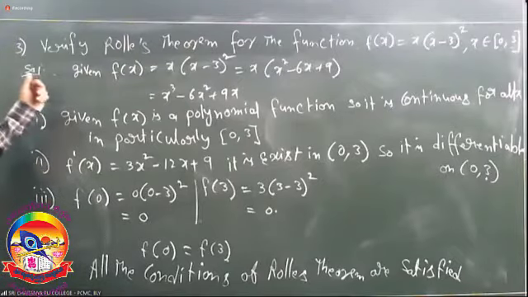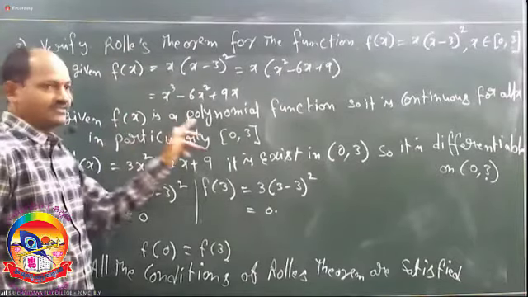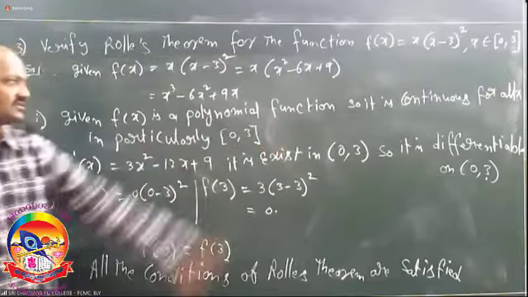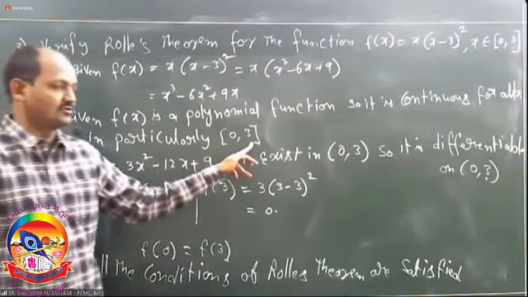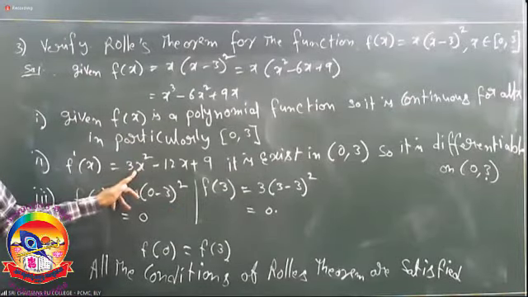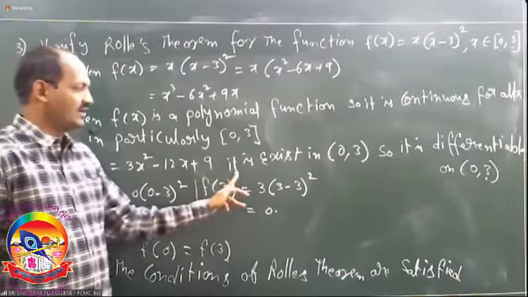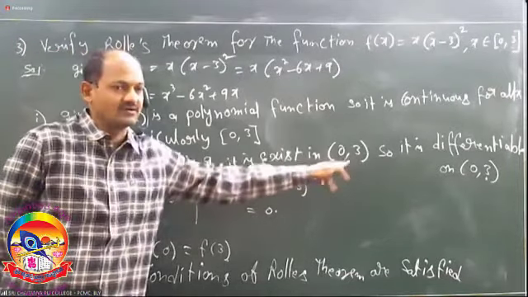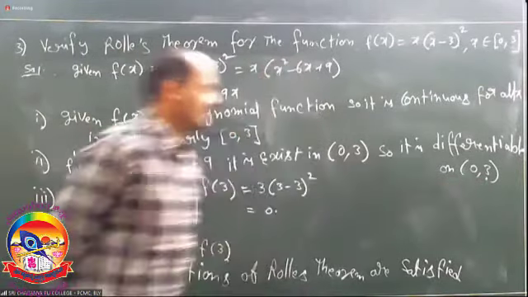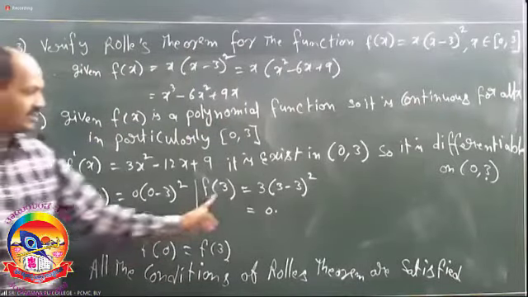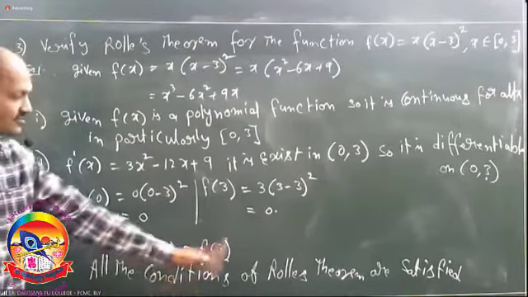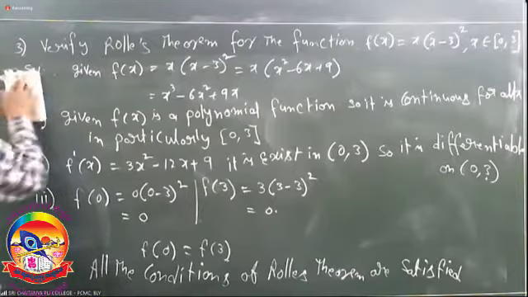Once it is done, the first condition is that it is continuous. Why? Because it is a polynomial function, so it is continuous for all x. So clearly, in the given interval also, it is continuous. Second, the derivative of the given function is 3x square minus 12x plus 9. It is an existing value in the given interval, so it is differentiable on the open interval 0, 3. Next, f of 0 value is 0 and f of 3 is also 0. So the third condition is also satisfied. All the conditions of Rolle's theorem are satisfied. Okay? Next, continuation.